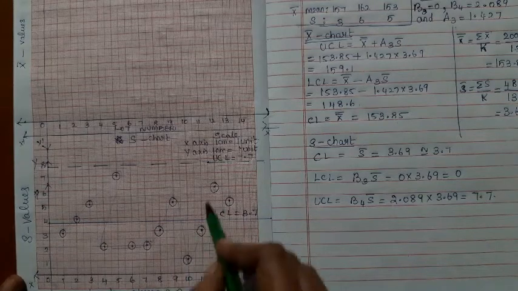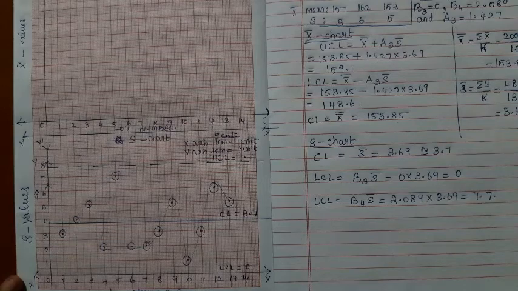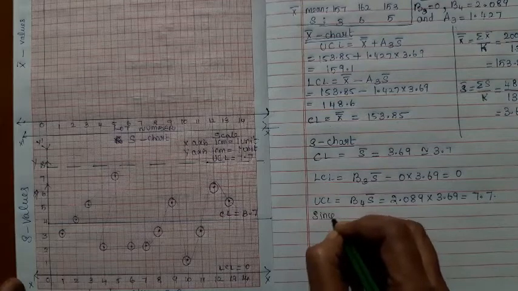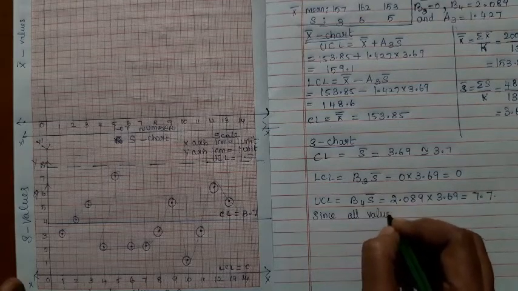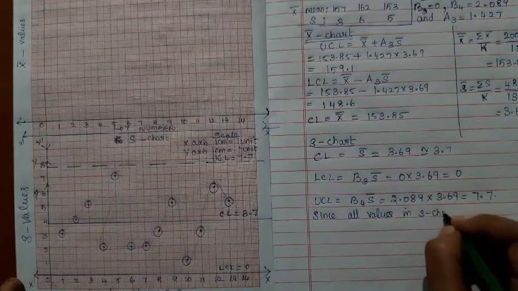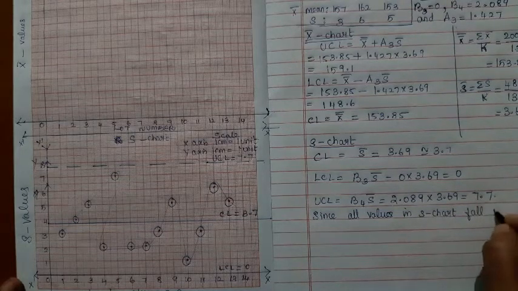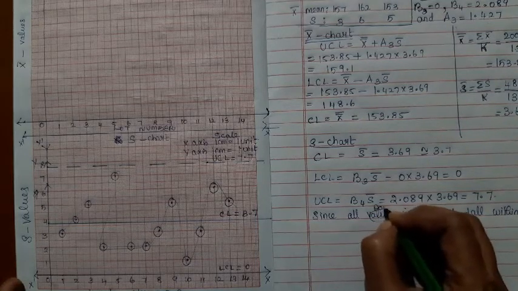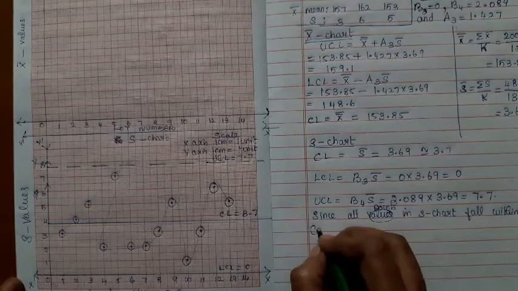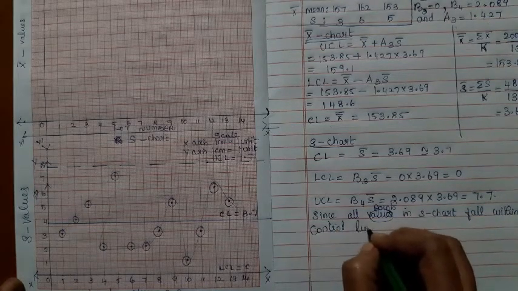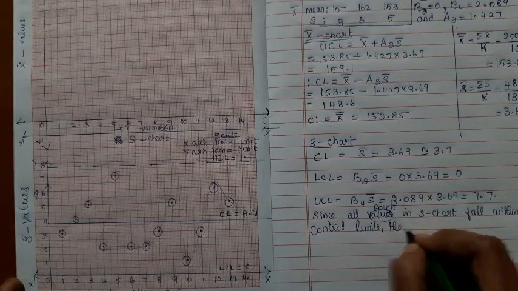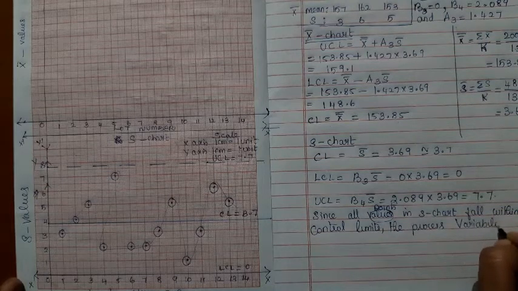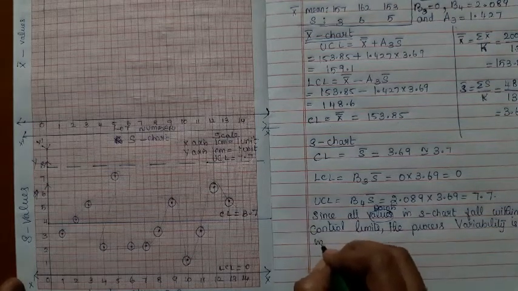It increases and then it goes like this. The trend is like this anyway. All values are falling within the control limits. So you write, since all values in the S chart fall within the control limits, all points fall within the control limits. What is in control? The process variability is in control.